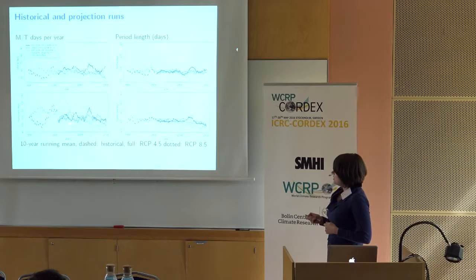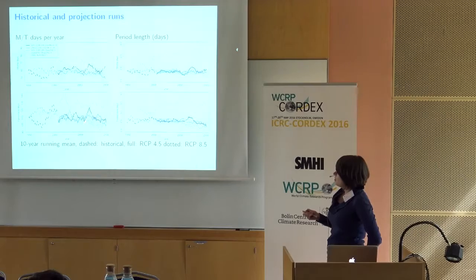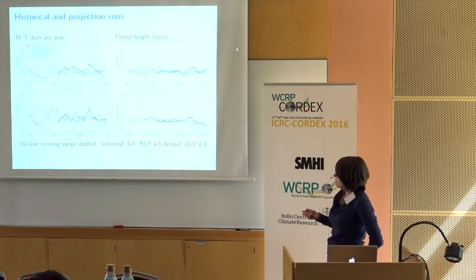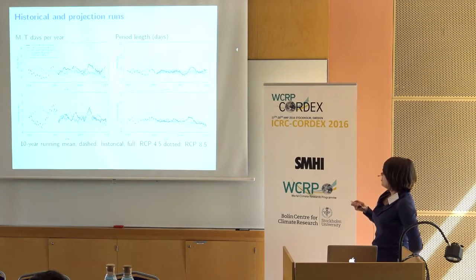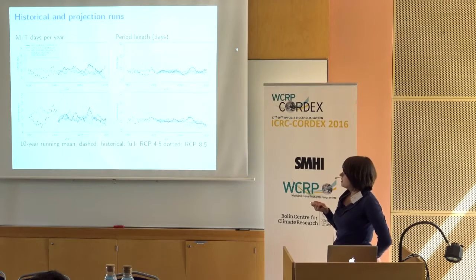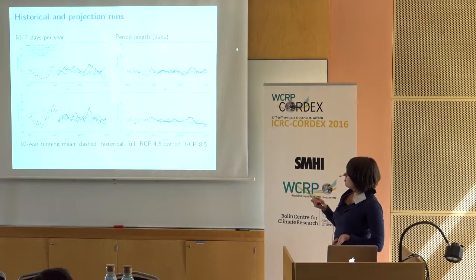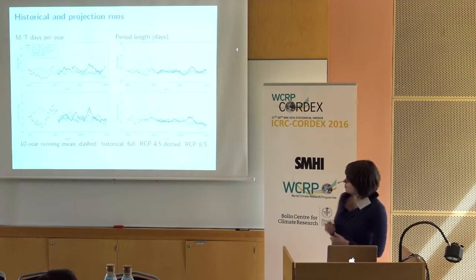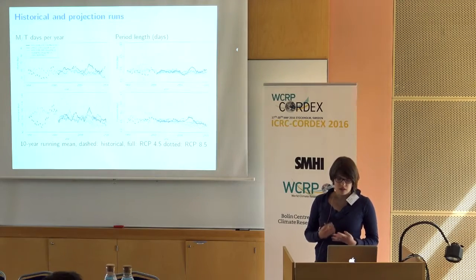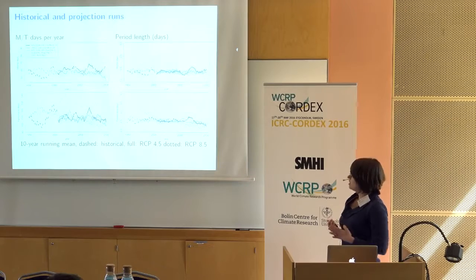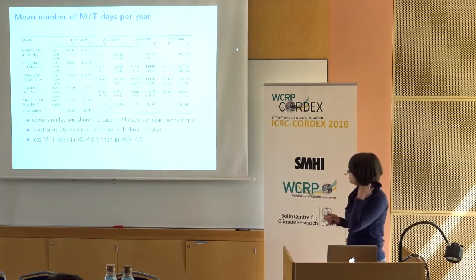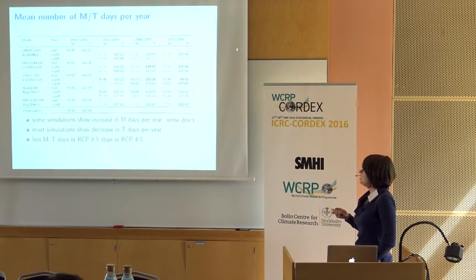And so we see that most of the models show similar numbers of Mistral and Tramontane days, except one. We also already see that the dashed lines are the historical, the full lines are the RCP 4.5, and the dotted are RCP 8.5. We see that the 8.5 in the late 21st century lies below the 4.5. And I also plotted the period length, and all of these are 10-year running means. And we have now MPI-ESM-driven runs and CMCC-CM-driven and one HadGEM and CM5, so 4 different GCM-driven simulations.